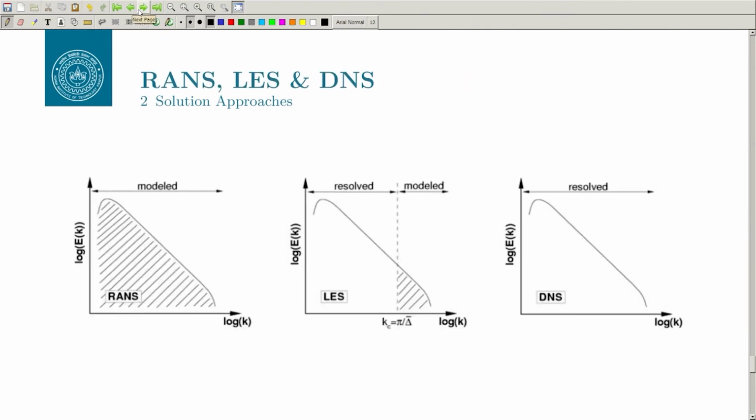And finally, this picture: in the RANS we model everything. So, we do not get the variation of energy with the wave number; all you get is an integrated quantity, the total turbulence kinetic energy. In the LES we resolve, and a good LES is the one where you resolve at least 80% of the turbulence kinetic energy. That is what a good LES is, and we will discuss more about that in the subsequent classes. The remaining 20% is modeled. So, 80% is resolved in a good LES and 20% is modeled, and in the DNS we resolve the entire thing; we do not model anything.